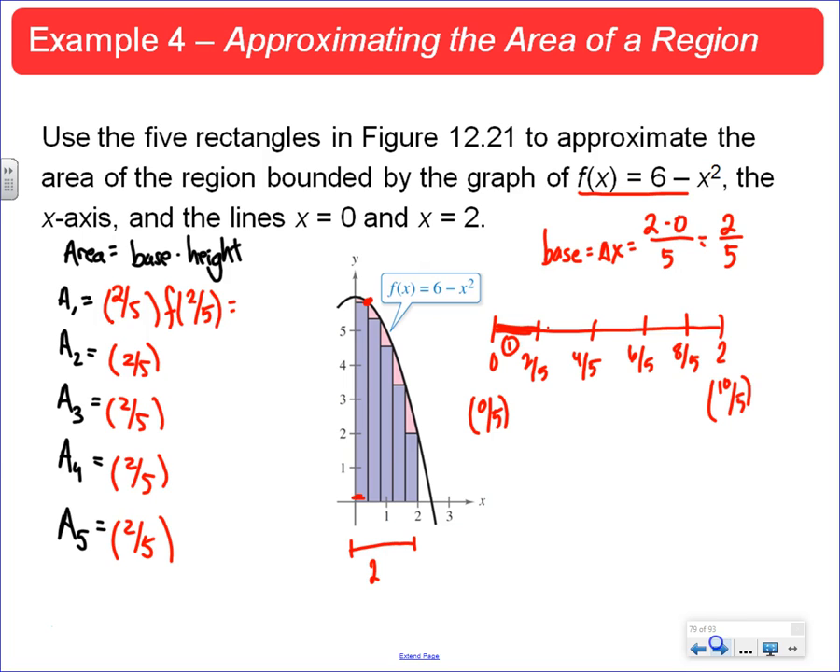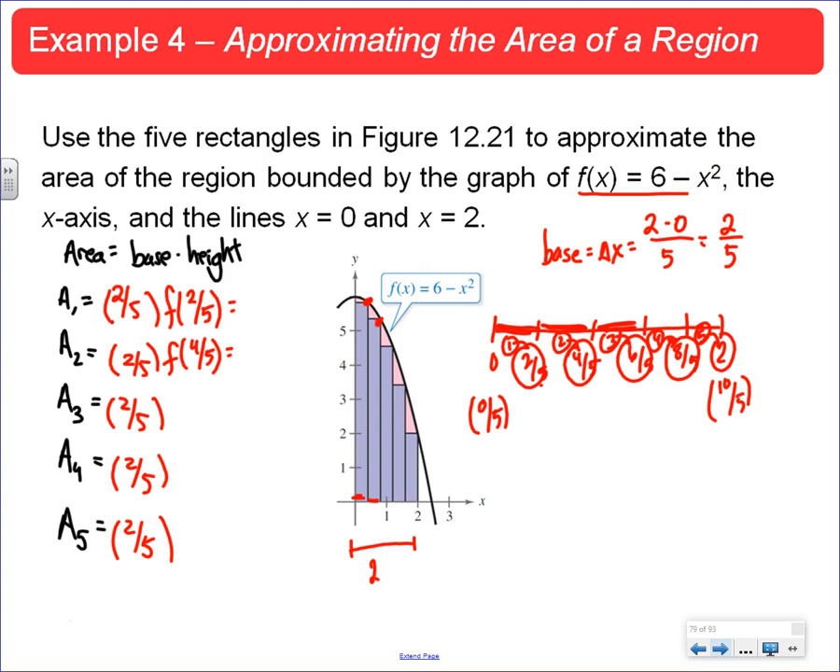Now, what about the second rectangle, the one that spans the second subinterval? Where is it going to hit? At 4/5. So then I'm going to need f of 4/5. Has anybody found a pattern? Where's the third rectangle going to hit? The first one's going to hit at 2/5. The second one at 4/5. The third at 6/5. The fourth at 8/5. And the fifth at 10/5, which is 2.